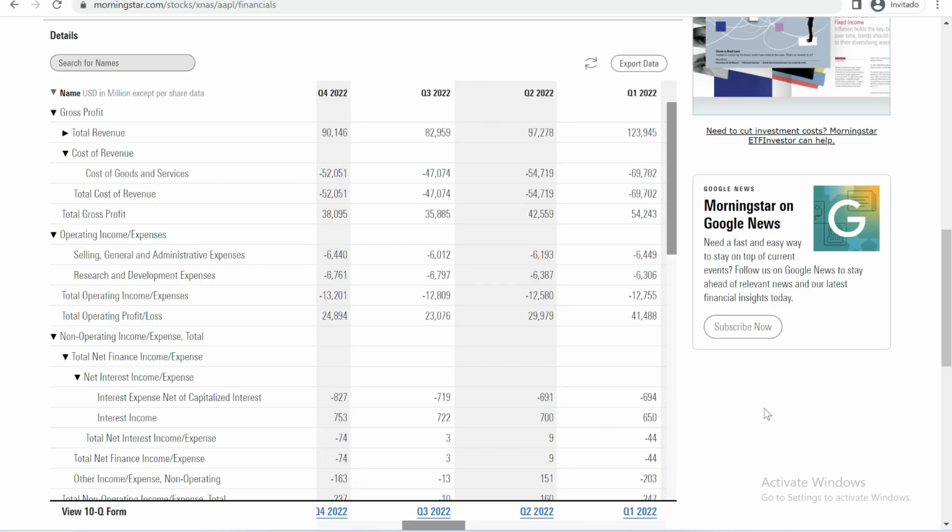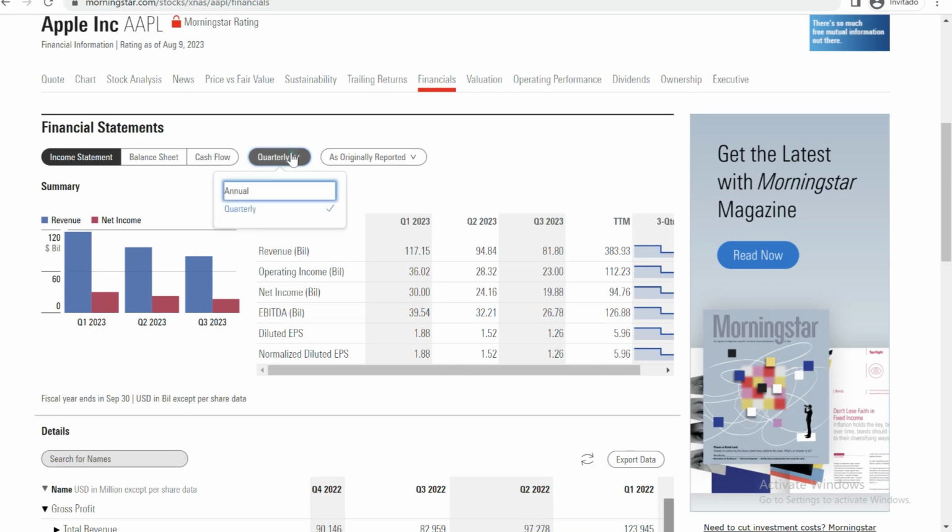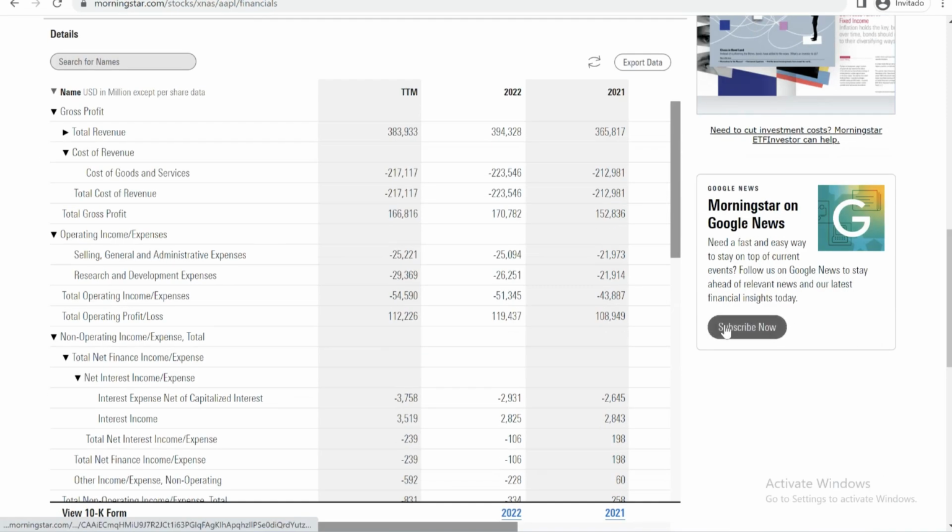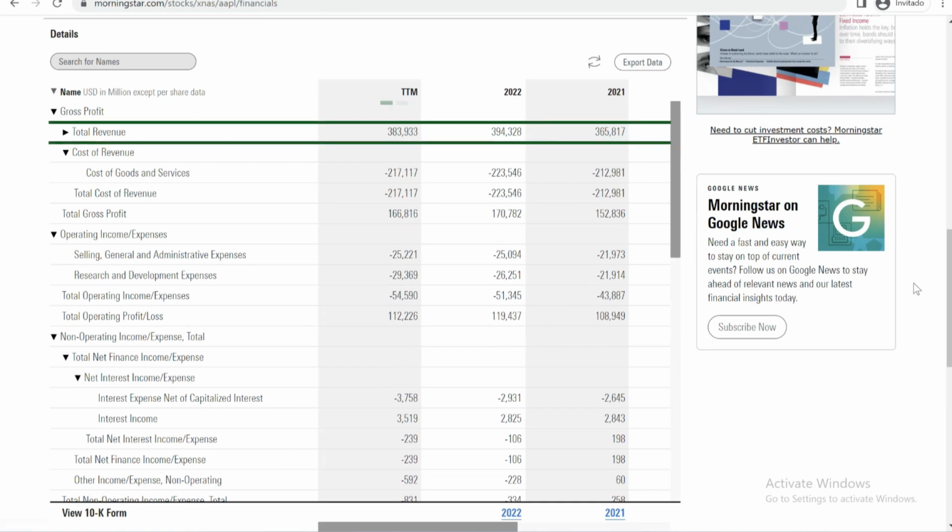So now that you have a better understanding of where these numbers come from and how this statement is structured, let's begin reviewing our income statement. Let's switch back to the yearly report, and we'll focus on this TTM column that has the latest numbers. The income statement starts with the total revenue. This is basically what the business raised in sales for a specific year from its normal operations. Apple, for instance, has generated a total revenue of roughly 384 billion in the past 12 months.